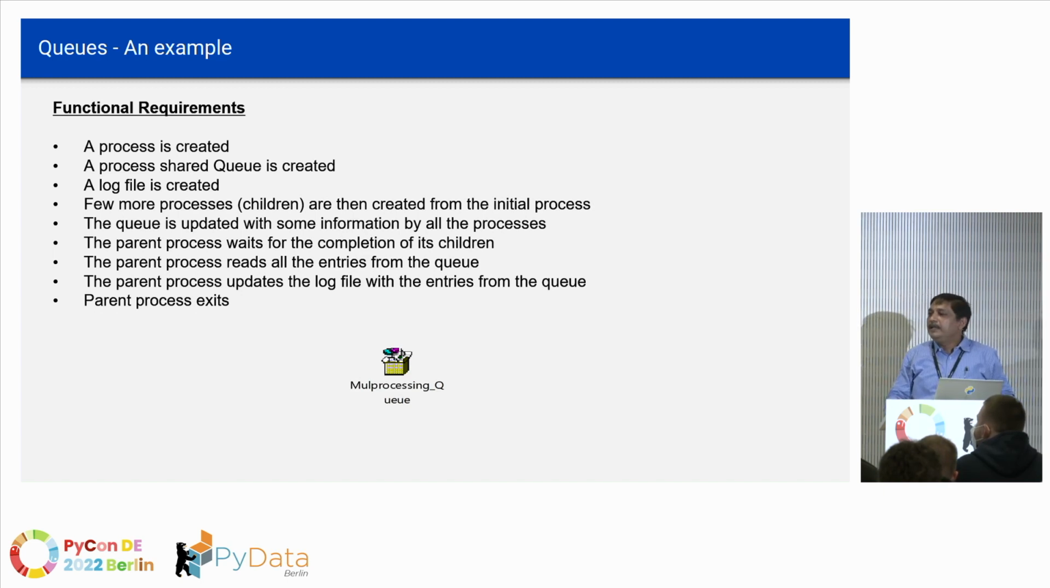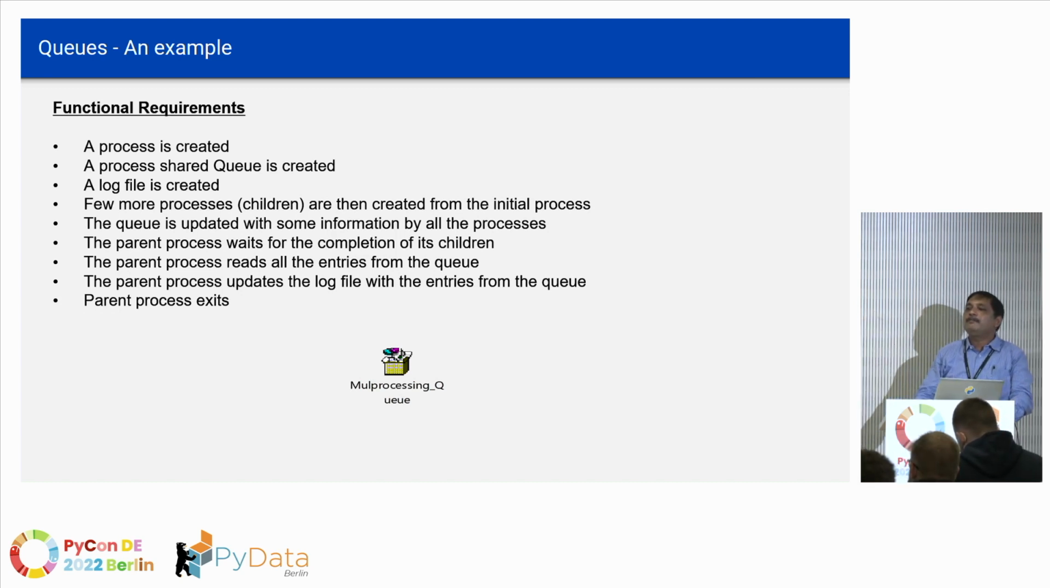A log file is created, just to make it a little bit more complex. Few more processes are then created from the initial process. Now you know how I can create a few more processes by using the process constructor. The queue is updated with some information by all the processes. The parent process waits for the completion of its children. How can it wait for the completion of its children? By using which call? Join. Very good, by using the join call. The parent process reads all the entries from the queue, updates the log file with the entries of the queue, and exits.